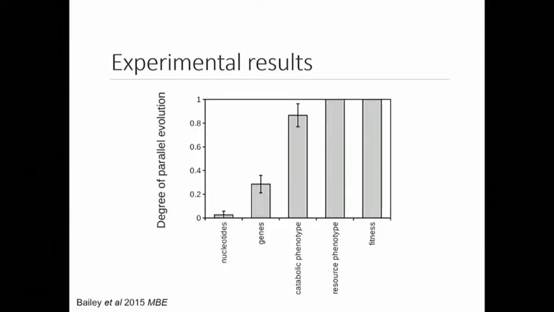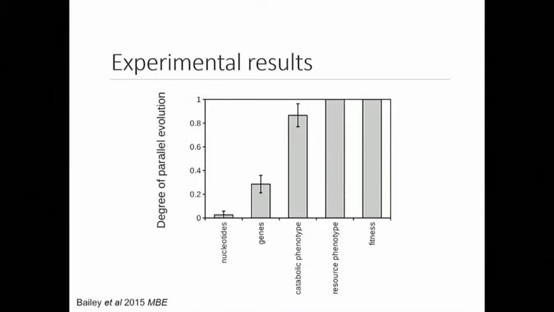So I tried to capture some level of repeatability across different levels of organization. As I said before, you can think about how repeatable evolution is across a whole range of different levels of organization. So I've tried to summarize that here, looking at measures of fitness and resource phenotype. Resource phenotype in this case is looking at their growth in each of those 3 component sugars that made up the environments that I had them evolving in. We have what I've called a catabolic phenotype.